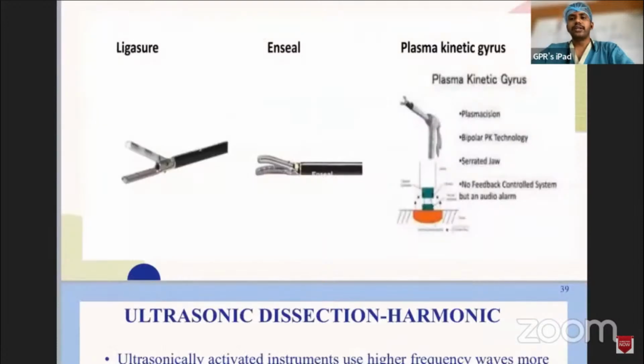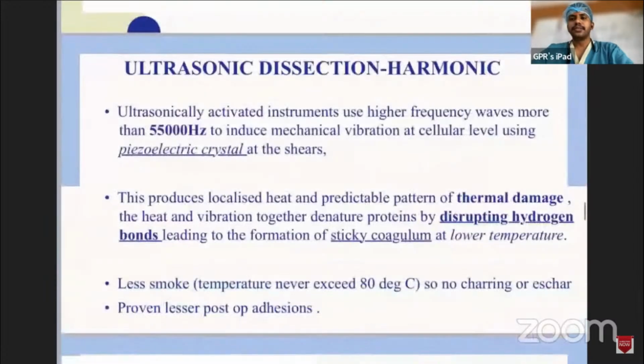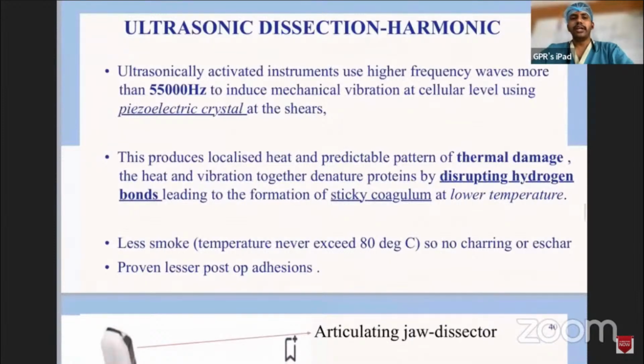So these are the three different instruments that we use. The LigaSure rotation is not very possible, whereas EnSeal has this 360-degree rotation, and Gyrus has its own mechanism to advance the bipolar activity. So we are done with the radio frequency energy sources.